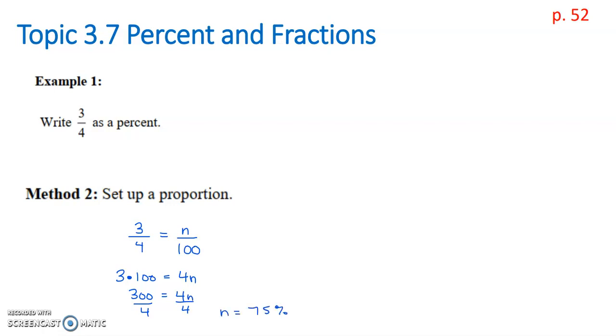So the proportion works well. To go a bit faster with the proportion, you can look to cross multiply and divide. You take the denominator multiplied by the numerator and divide by the denominator. 100 times 3 divided by 4 equals 75. So these are the 2 methods that we can use to convert fractions to percentages.